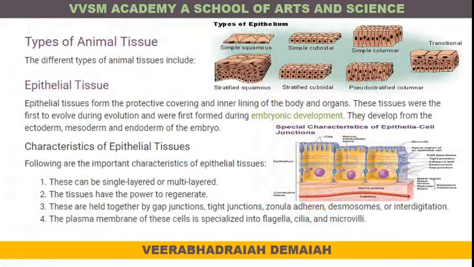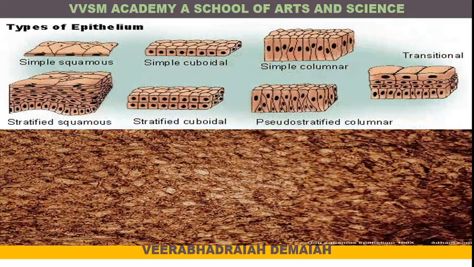Where animal tissues are concerned, epithelial tissues form the protective covering and inner lining of the body and organs. These tissues were the first to evolve during evolution and were first formed during embryonic development. Now, the characteristics: they can be single layered or multi-layered. They have the power to regenerate, and they have gap junctions, tight junctions, zonula, and other things. The plasma membrane of these cells is specialized into flagella, cilia, and microvilli.